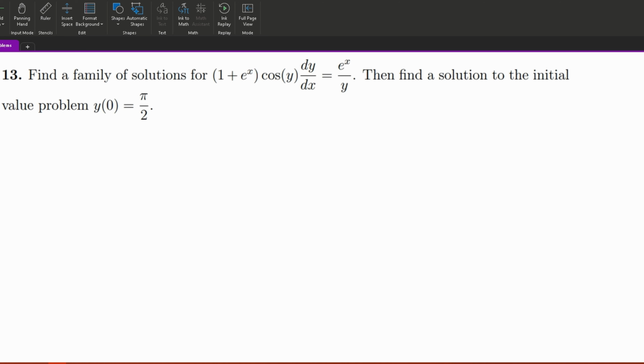We need to find a family of solutions for (1 + e^x) cosine y dy/dx = e^x over y. So this is a lot we have to do. We then want to find the solution to the initial value problem, so you're going to have to plug this into what we have here.